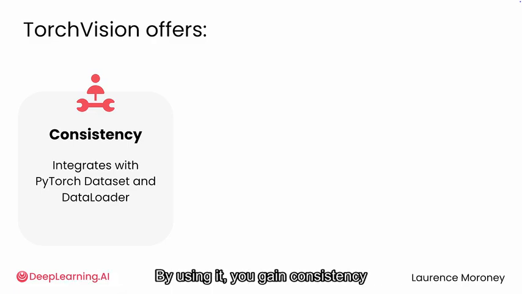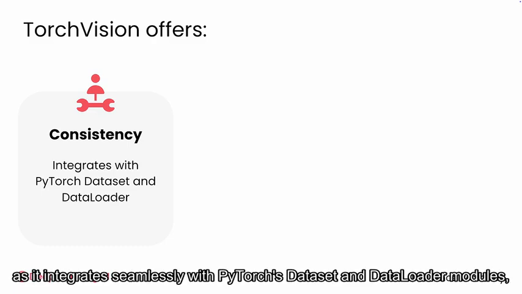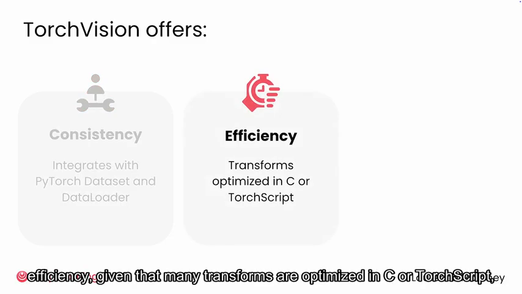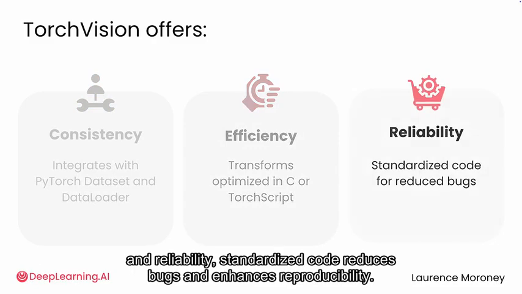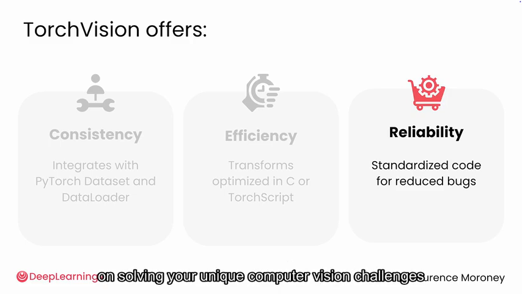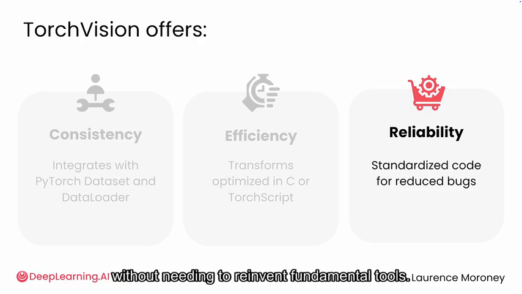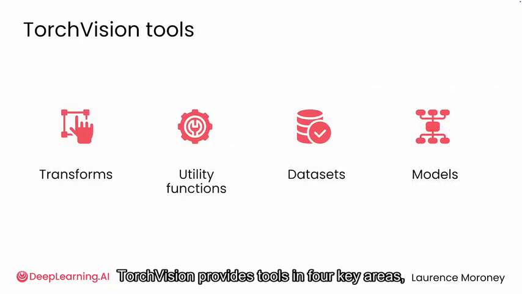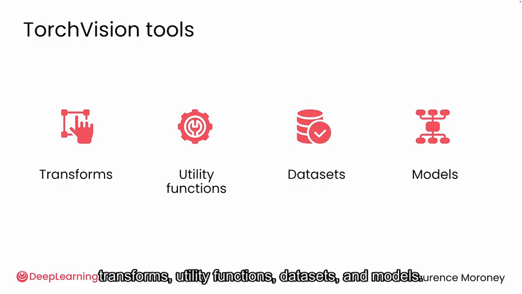By using it, you gain consistency, as it integrates seamlessly with PyTorch's dataset and data loader modules, efficiency, given that many transforms are optimized in C or Torch script, and reliability. Standardized code reduces bugs and enhances reproducibility. In essence, Torch Vision allows you to focus on solving your unique computer vision challenges without needing to reinvent fundamental tools. Torch Vision provides tools in 4 key areas: transforms, utility functions, datasets, and models.